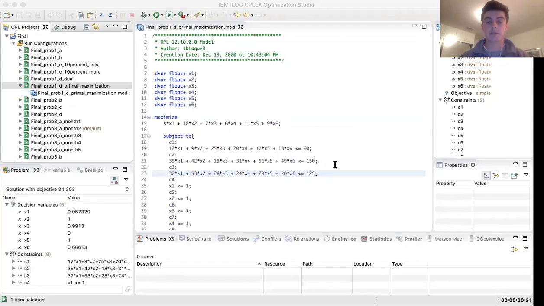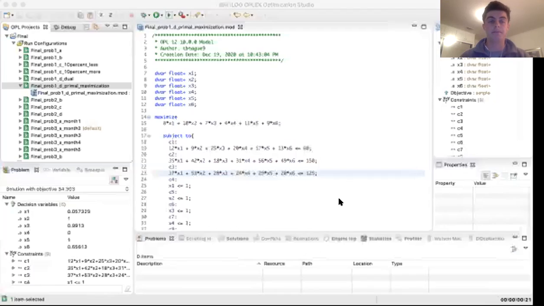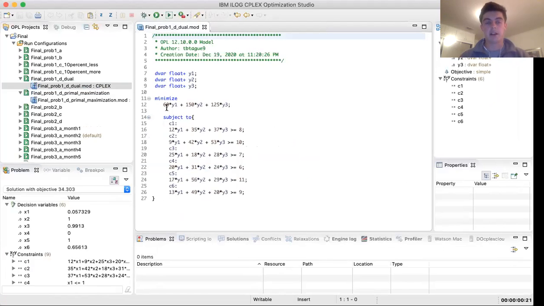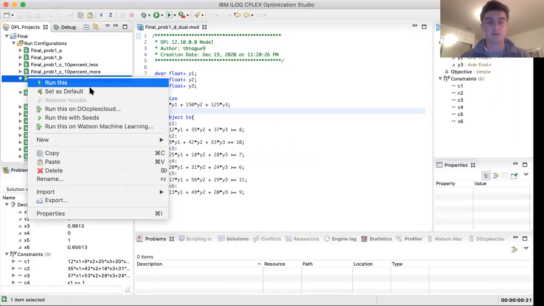And then from this maximization, we're asked to develop the dual problem. So here's the dual problem you will see. Basically, just developing the dual problem like we've learned throughout the year. I can explain it, I guess it's more in the written work. So let's just run this for the dual problem.